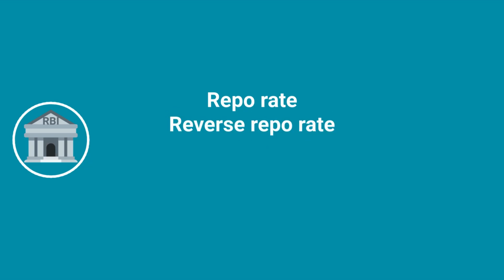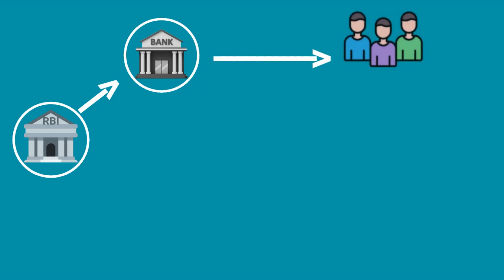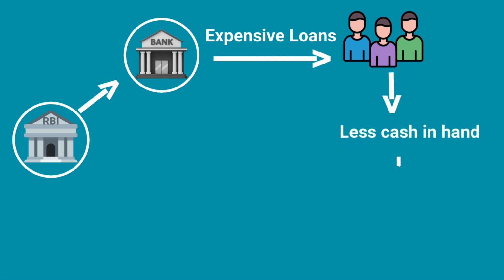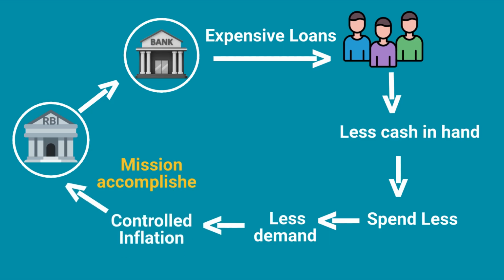So, when RBI increases the repo rate, reverse repo rate, SLR or CRR, it leads banks to have less money for lending, which in turn makes loans more expensive for customers. Customers will now take fewer loans, and if they have less cash in hand, they will spend less, leading to decreased demand, helping to control inflation.